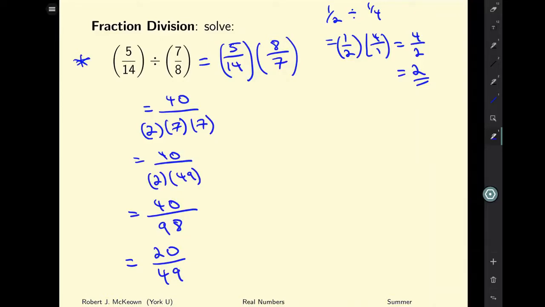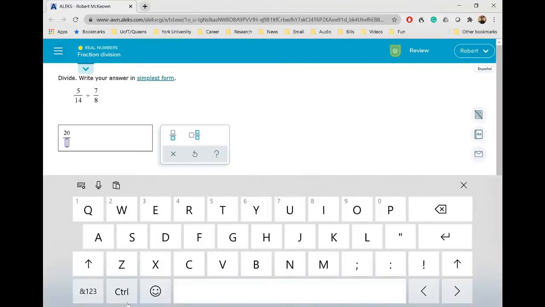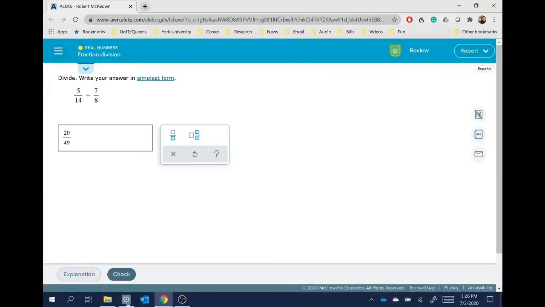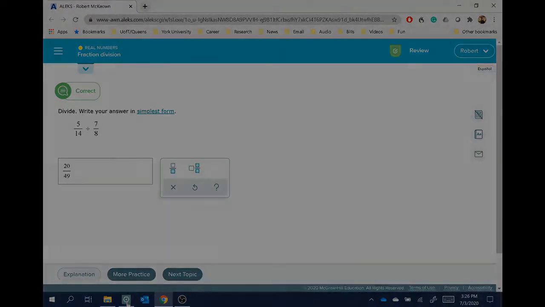So let me check my answer on ALEKS. So here we are on ALEKS, and we have the exact same question that I showed you on my slides. I'm going to type in the answer, so I'm going to leave it as 20. I'm going to press this little button over here, divided by 49, and if I check the answer, I see that I have the right answer, and that's how you divide fractions.